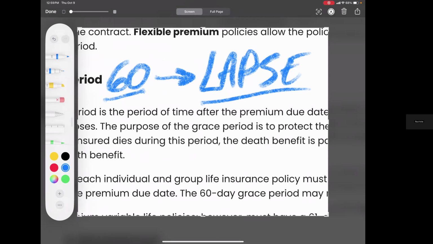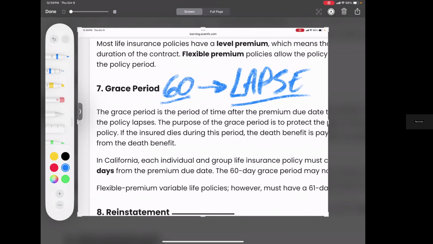So what happens is that after it lapses, you have to reinstate it. There's a word down here. You see that word? And to reinstate it, you have to pay the back premiums that you're late in order to reinstate it. Get it? All right.